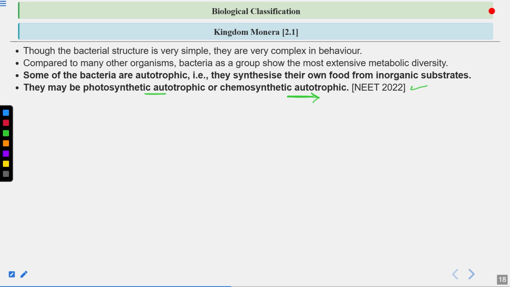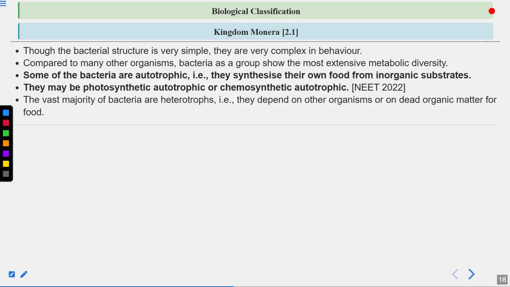Like cyanobacteria, this is a phototrophic autotroph. It can photosynthesize. Then chemosynthetic autotrophs are sulfur oxidizing bacteria. Example is sulfur oxidizing bacteria. So you have to know the examples also.